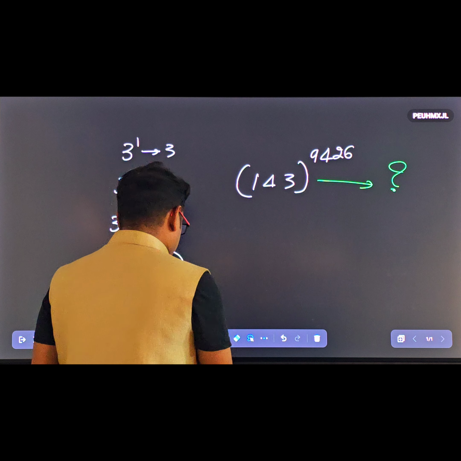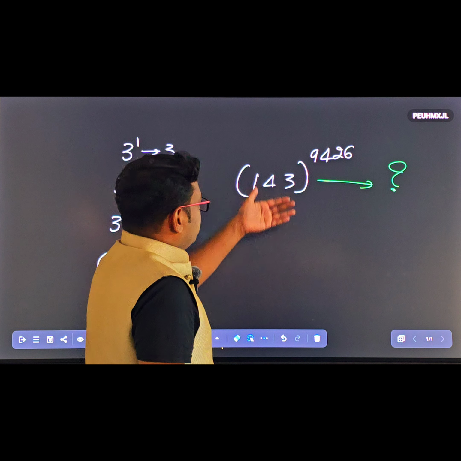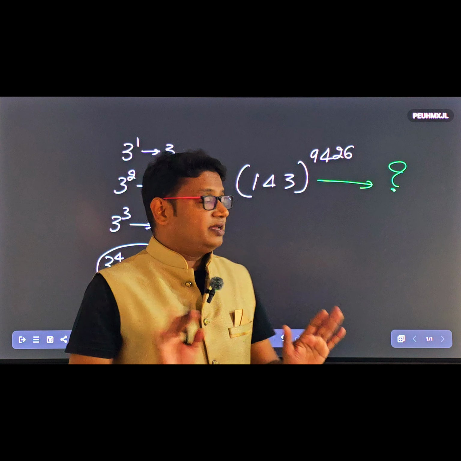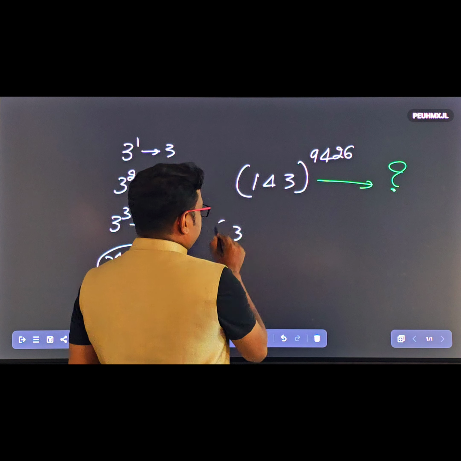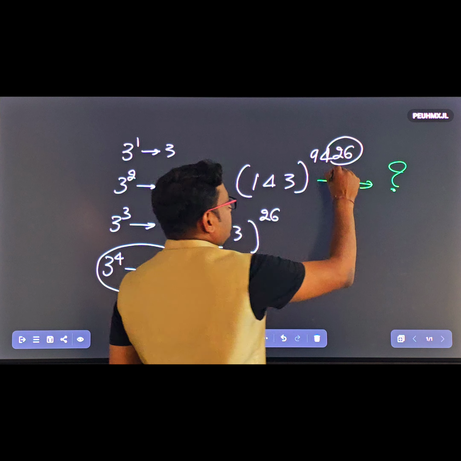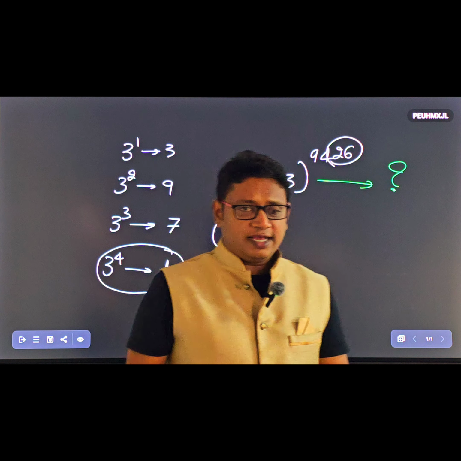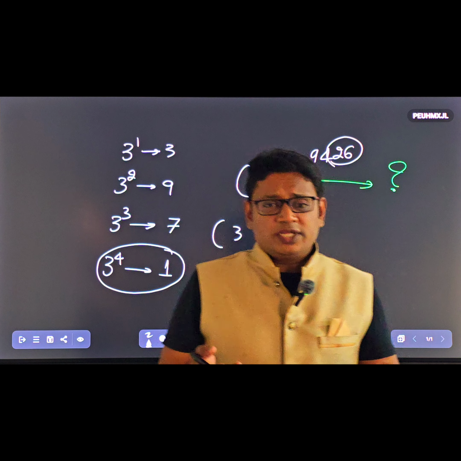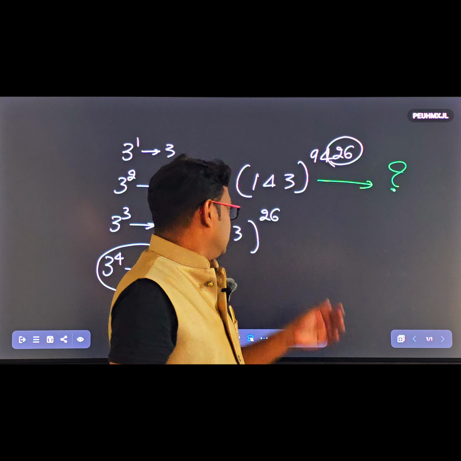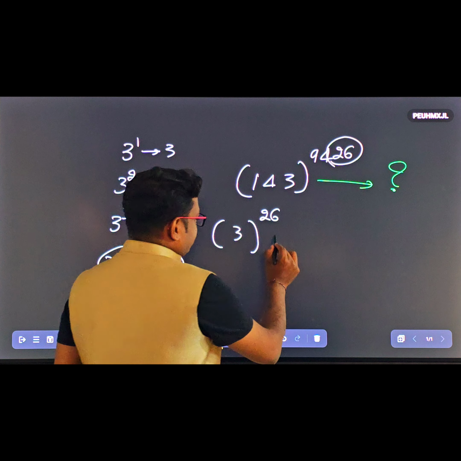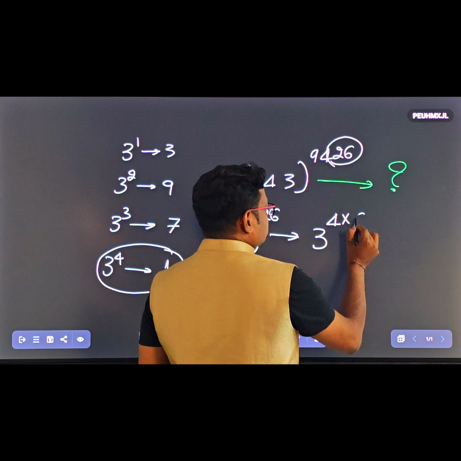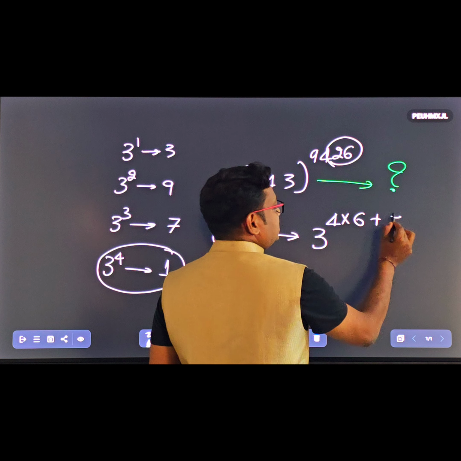Please hear. I have already discussed. If you want to find out the unit digit, we just focus on the unit digit, nothing else. This can be written as 3 to the power of just 26 I will consider, because divisibility by 4 says if the last 2 digits are divisible by 4, the entire number is divisible by 4. Hence, just I will consider this. This can be written as 3 to the power of, okay, 4 6 times is 24, 2 is the remainder.